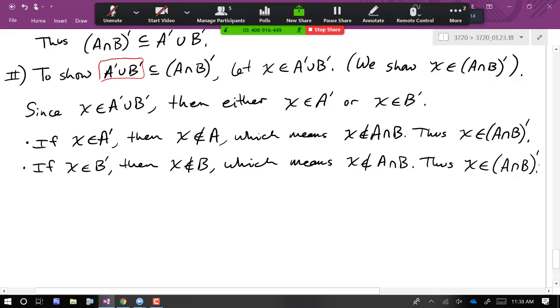And so now we've shown, since we covered both of our cases here, this has established the containment going the other way. So A complement union B complement is contained in A intersect B complement.